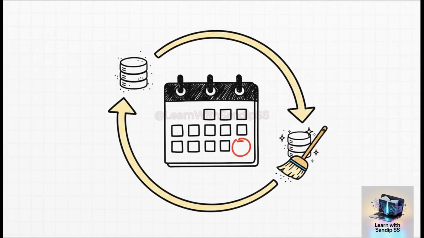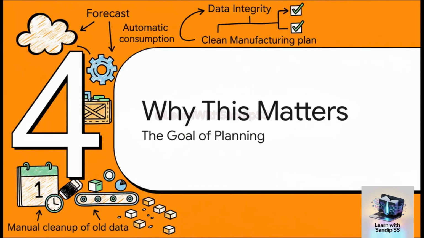Now, the most important thing to remember is that this is not a one-and-done kind of fix. Running this process regularly, say once a month, is an absolute best practice. It's how you make sure you're getting rid of requirements that are truly obsolete and keeping your planning system squeaky clean.